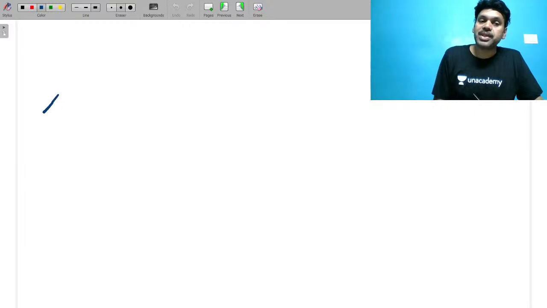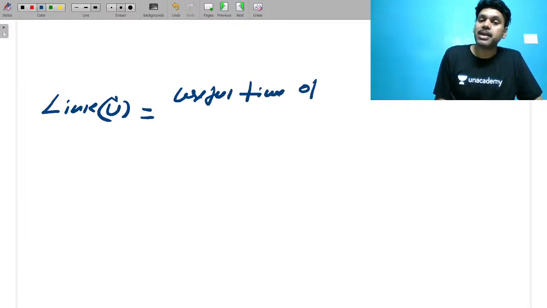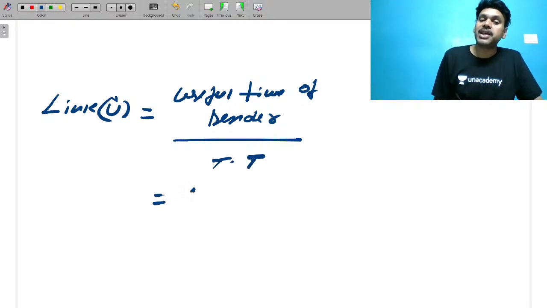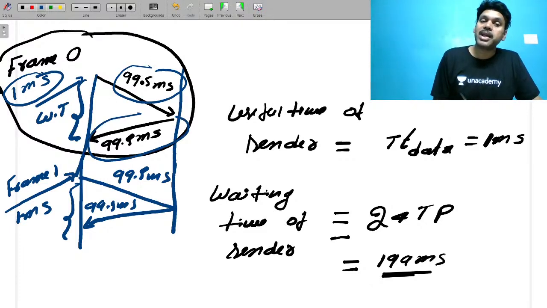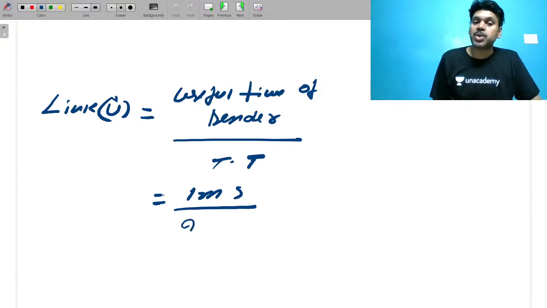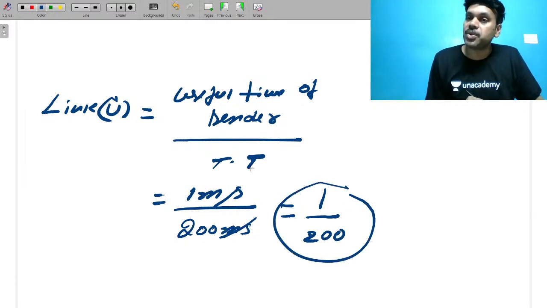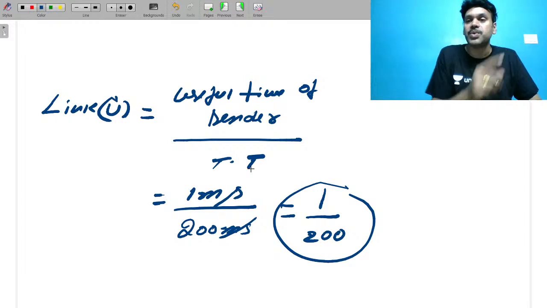What is your line efficiency, link efficiency or channel utilization? Your link utilization is the useful time of the sender divided by total time. The useful time is 1 ms every time, and the total time is your transmission time plus TP on one side and TP on the other side, which is 200 ms. The ms cancel, so 1 by 200 is your efficiency. Out of 200 units of time, your useful time is only 1 unit. The remaining 199 units are waiting time only.